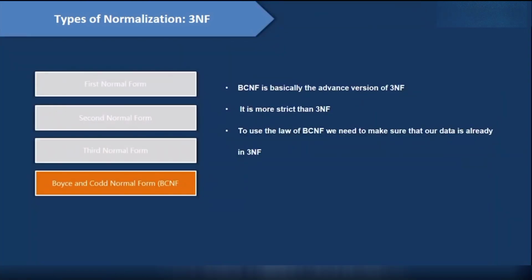Now let's have a look at what is Boyce-Codd normal form, that is known as BCNF. So BCNF is basically the advanced version of 3NF. It's quite similar to 3NF, but it is more strict than 3NF, and to apply the rule of BCNF, we need to make sure that our data is already in 3NF.